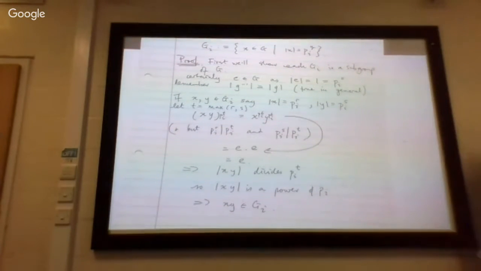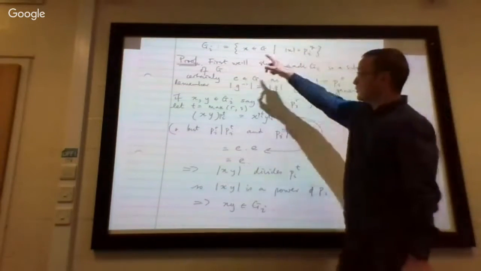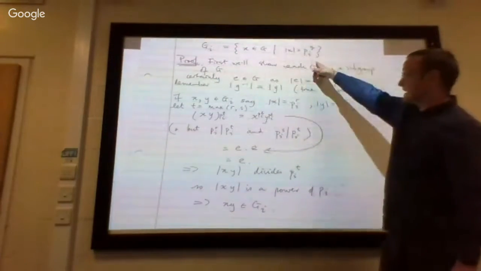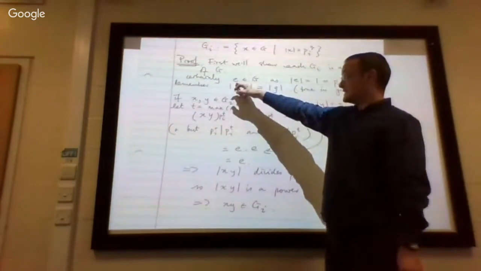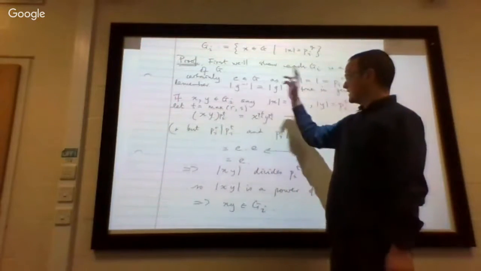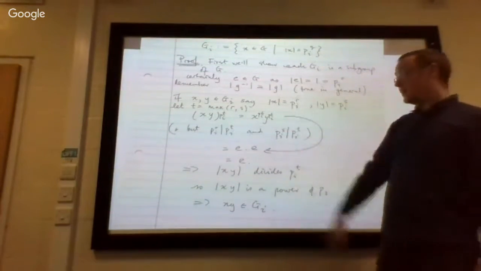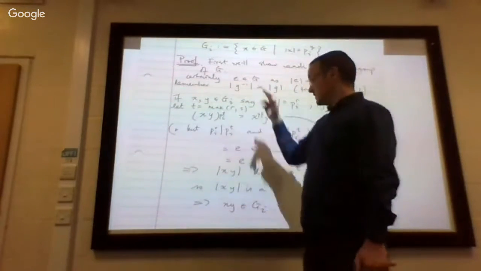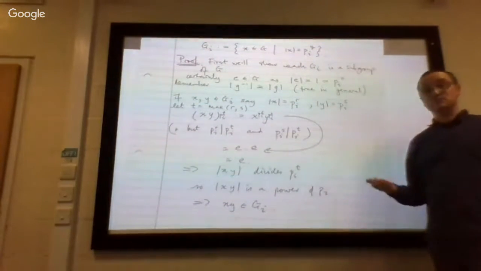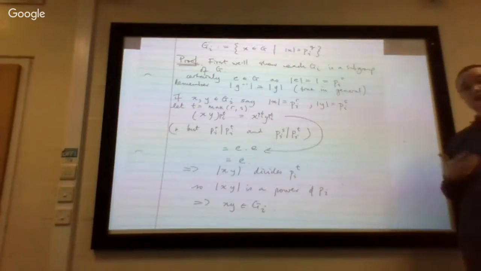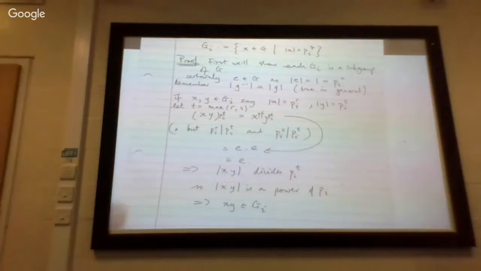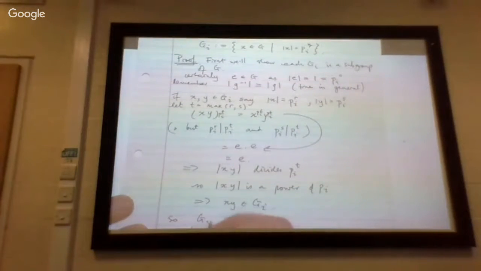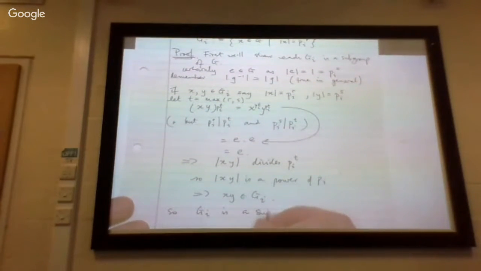Is that okay? Any queries about any of the steps there? So it's just detailed consideration of what's going on with the orders of these elements. So that's the ith primary component as a set, but we've now proved it has the identity in it. For any element in it, it automatically has the inverse in it. And for any pair of elements in it, the product is also in it. So that means it's a subgroup. Those are the three conditions you need to check to show a subset is a subgroup. So G_i is a subgroup of G.